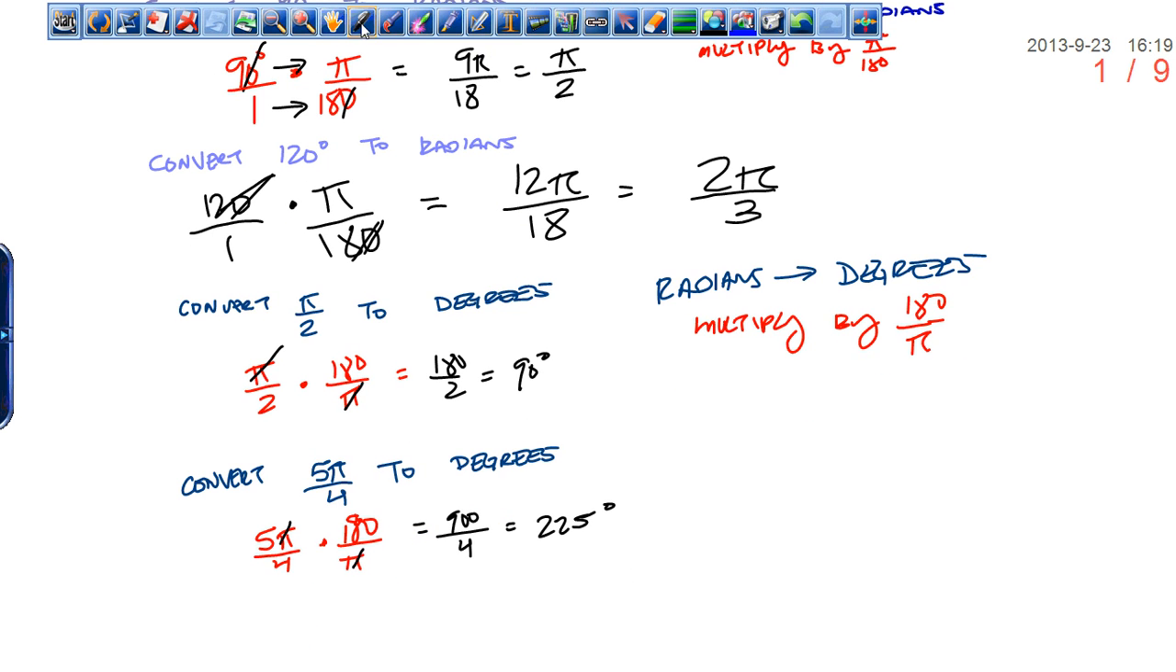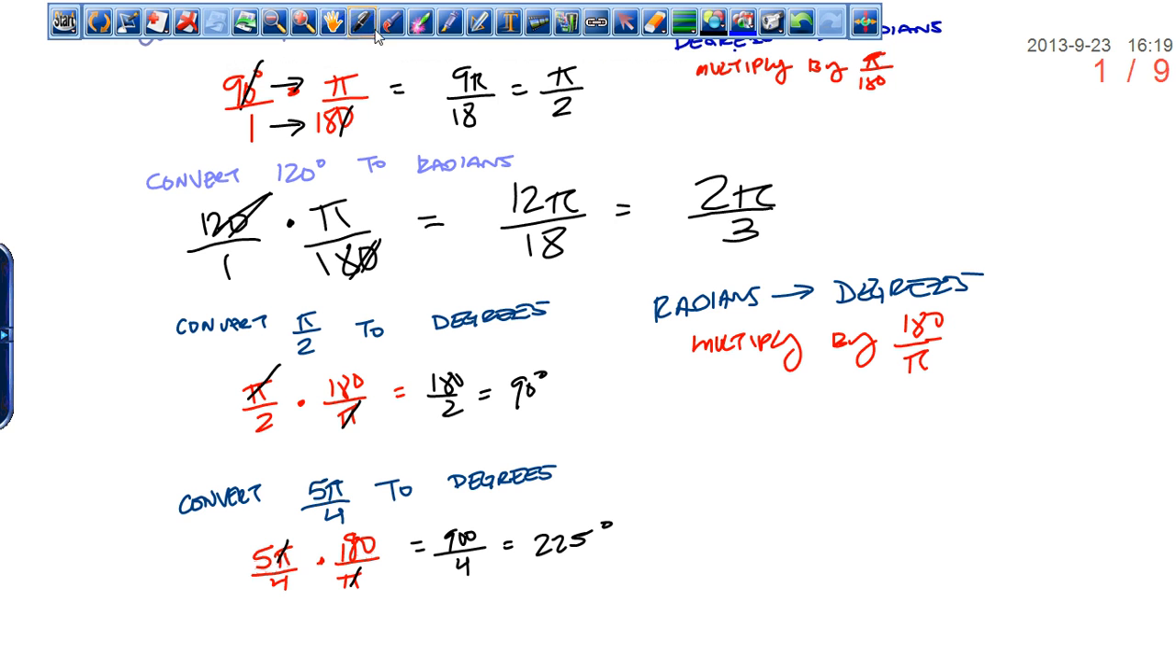So we're taking pi over 2, which we just said was 90 degrees up here, so that should be kind of a review, hopefully. Or 5/4 pi, or 5 pi over 4, however you want to say it. And we're going to degrees. So multiply straight across yet again.